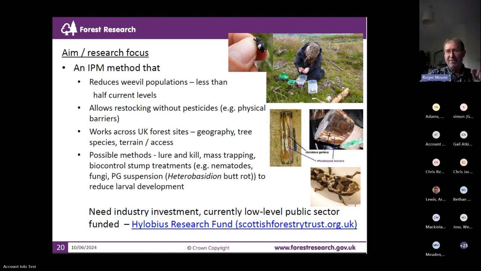And what I would say about the biological control side of things is it really needs industry investment. We're currently using extremely low level public sector funding, and it is slowing the work up dreadfully.